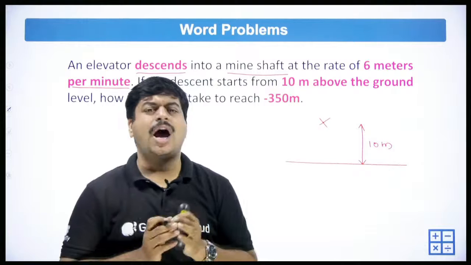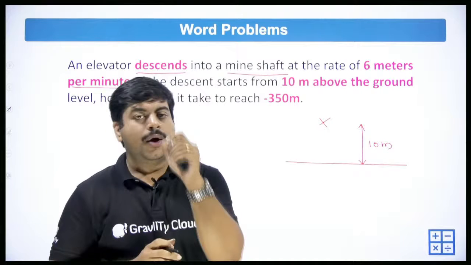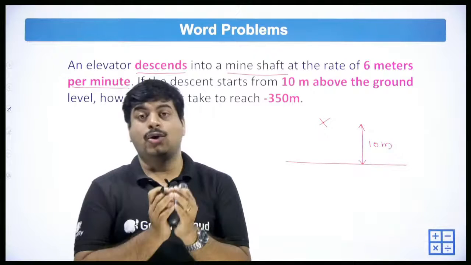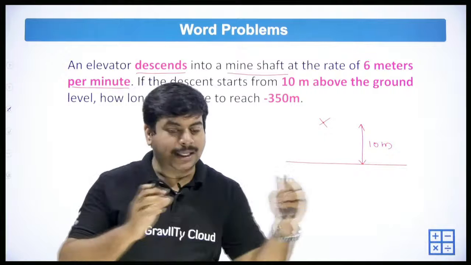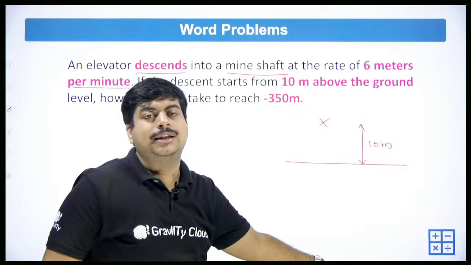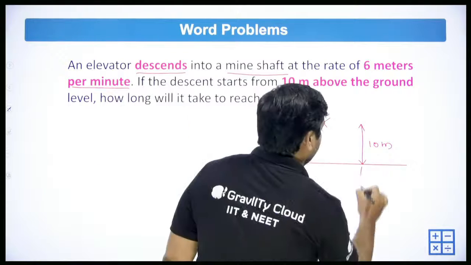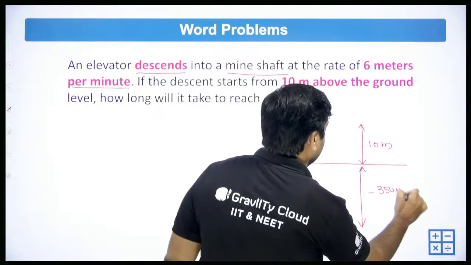Sir, how can we have the distance as negative? See, the meaning of negative always states that it is in the opposite direction. It is in the reverse direction. Positives are here, negatives are here, correct? In the same way, if you're saying positive is up, negative numbers are at the bottom. So 10, and now it should move to minus 350 meters, at the bottom. So it should travel all this distance from this point to this point.